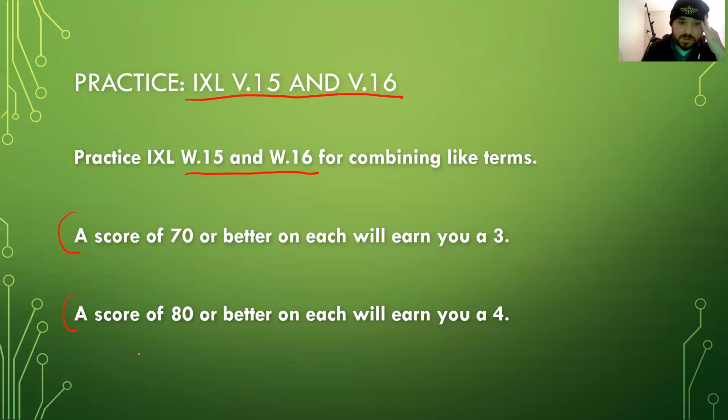A score of 80 on each will get you a 4. The higher you can go on these, the better you understand this content, the easier it's going to be to get you caught up when you get back. So if you're on quarantine, the more you can put time into these and effort into these, the better it's going to be for you.